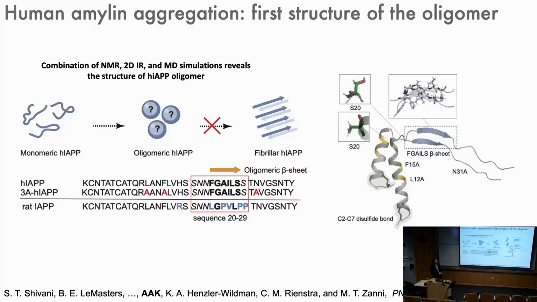So what you're looking at is a dimer, the first ever published structure of the dimer of human amylin, which is an intermediate on the way to fibrils. It's very related to type 2 diabetes.